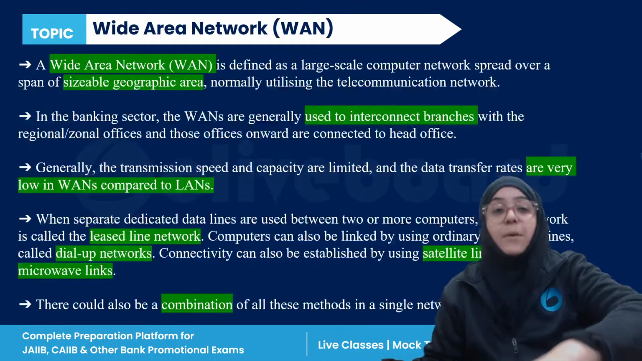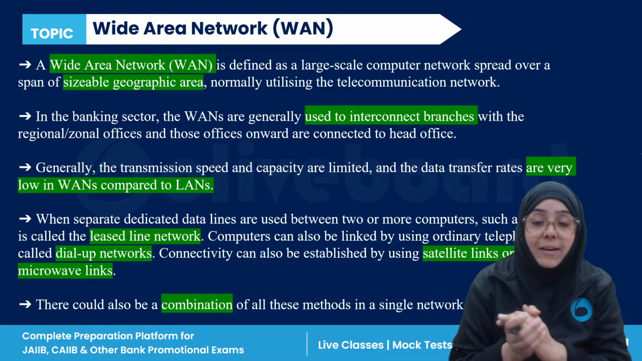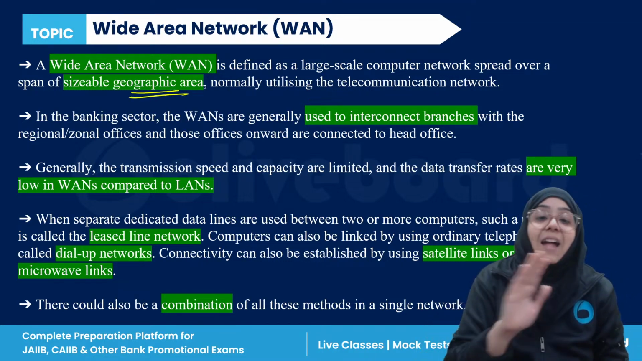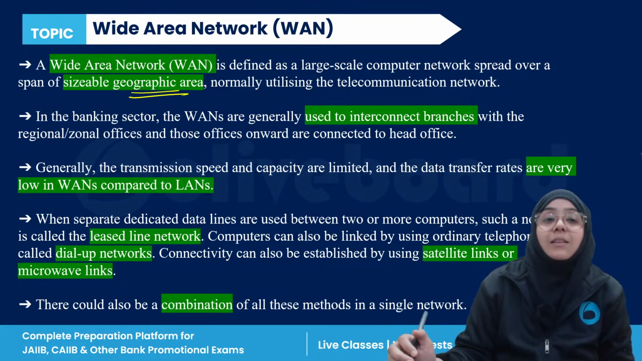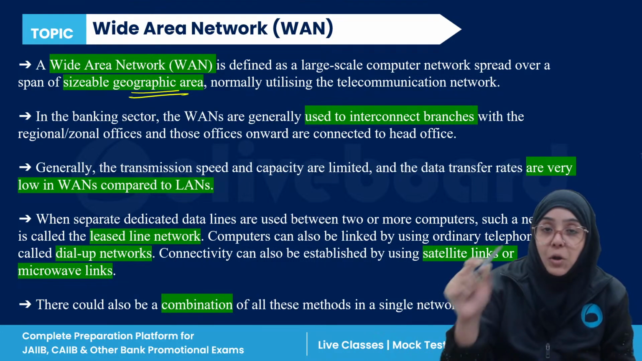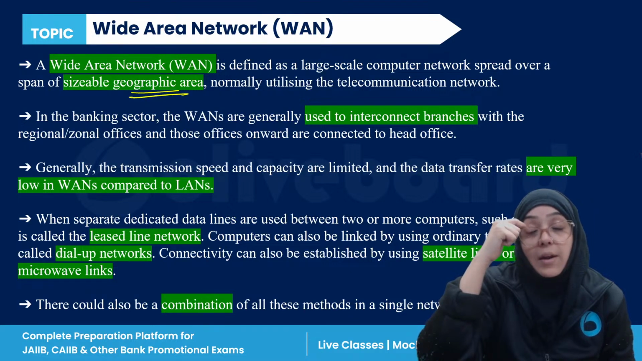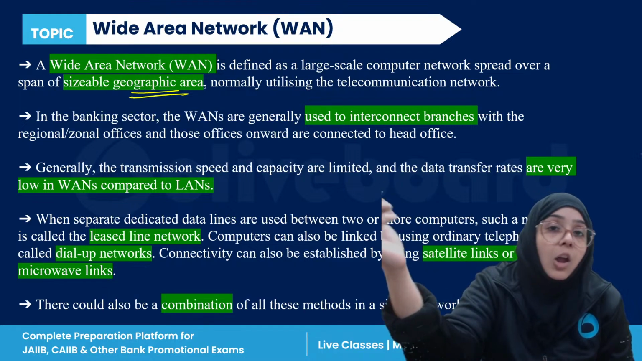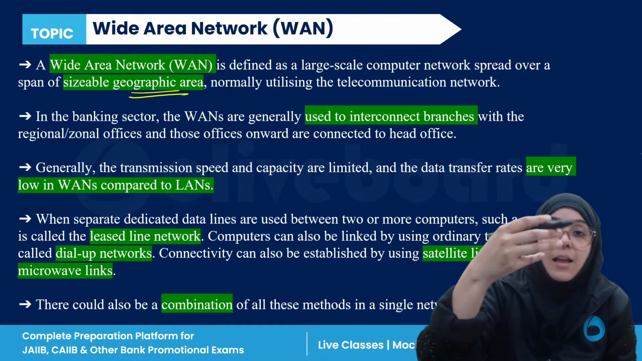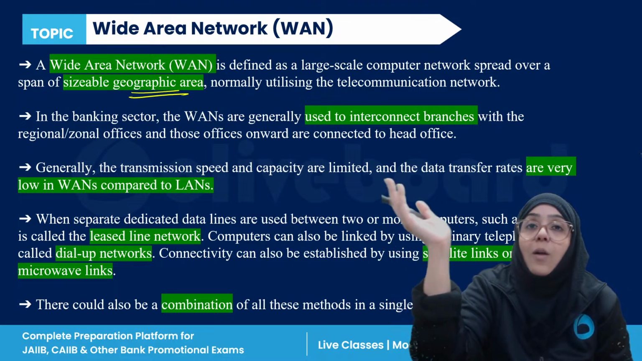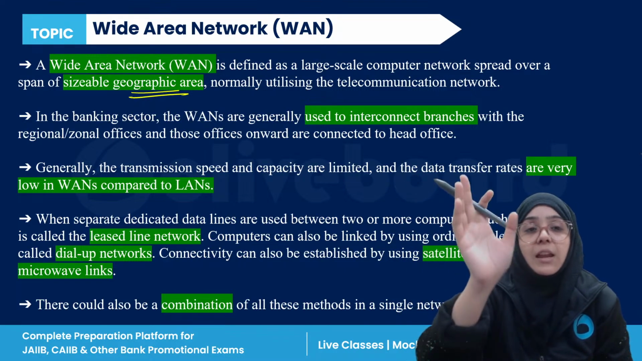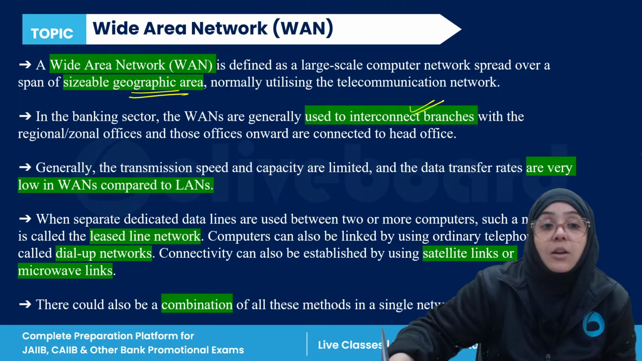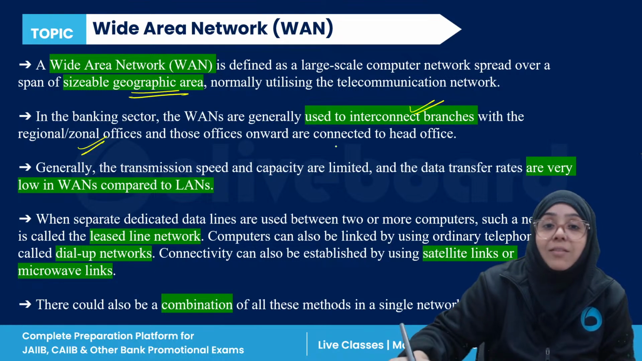Now, next, if we talk about the WAN, wide area network. If you connect the computers and devices in a sizable geographical area, then it is known as WAN, wide area network. So LAN is actually connecting your computers and devices within a localized area, means you can say building or house. But when you are connecting the computers and devices across a sizable geographical area, then it is known as WAN, wide area network.